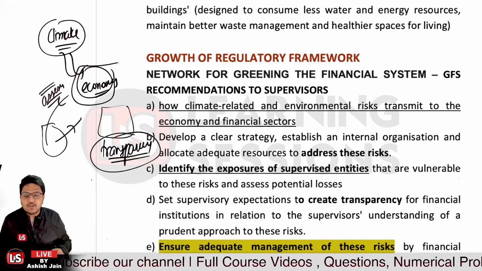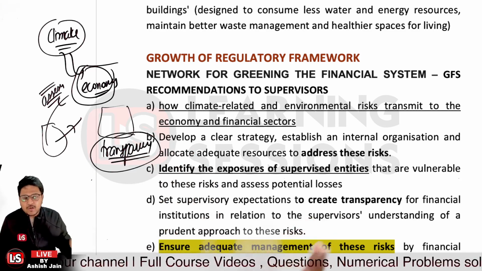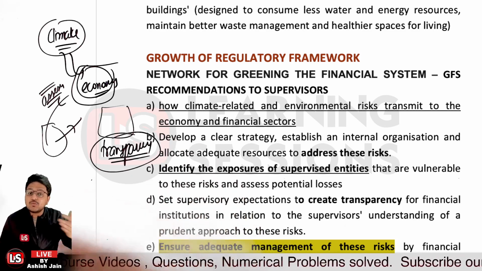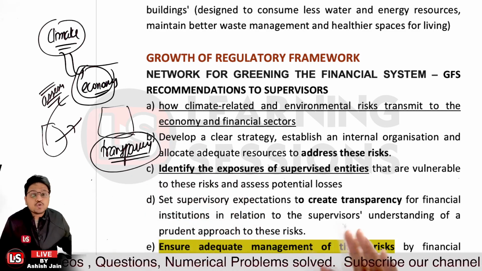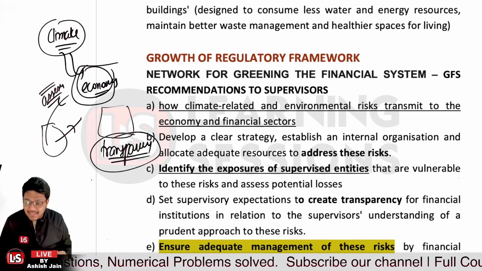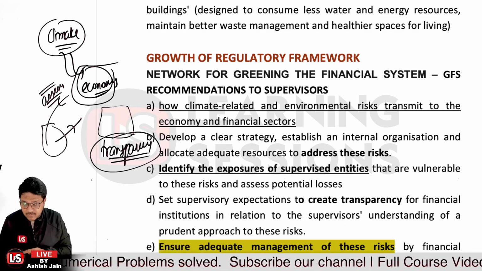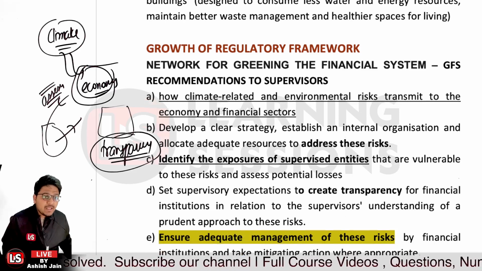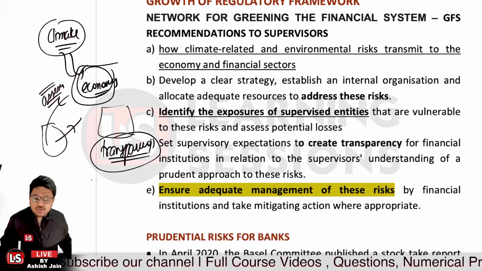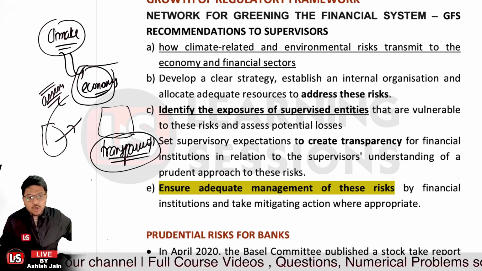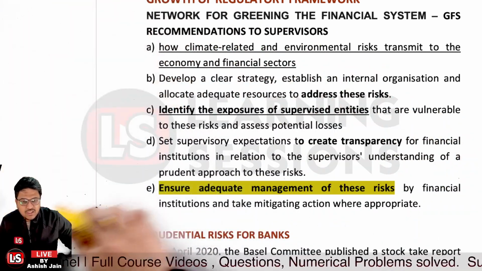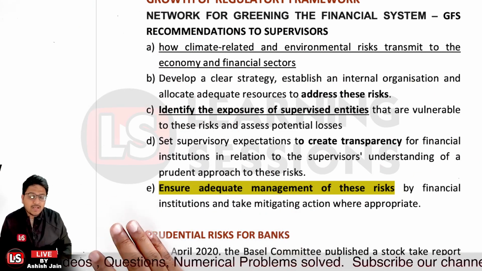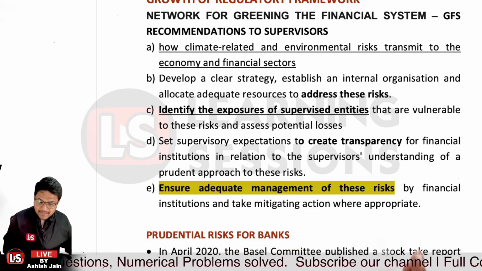Let's say if you're operating in some area, and particularly you're having some carbon prints out there, definitely you're impacting the environment, and definitely the environment will also be impacting you in some manner, right? So that particular cost must be indicated, and also whatsoever risks are being imposed, those must be indicated, right? So there must be a transparent approach for the same. And we must be ensuring the management of all these risks, how this particular risk can be looked into. So in broad manner, we can say that GFS recommended to the supervisors how the environment is actually impacting the economy.